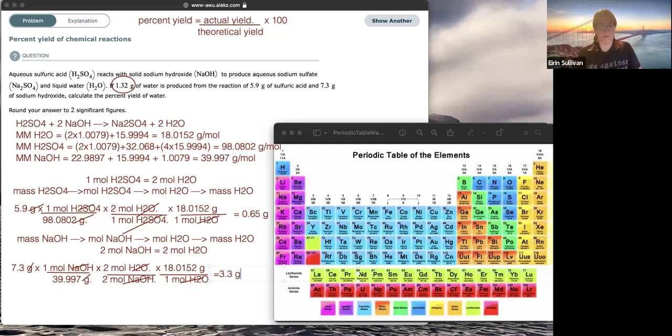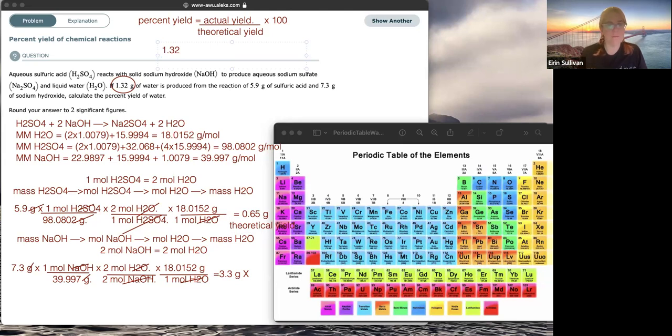3.3 grams is definitely more than 0.65 grams, so we can't get that. So the theoretical yield must be that 0.65 grams. Once we've made that, all the sulfuric acid is used up and we can't make any more of our water. So then going back to our percent yield, it's going to be our actual yield, which was given to us in the question as 1.32 grams, divided by our theoretical yield.